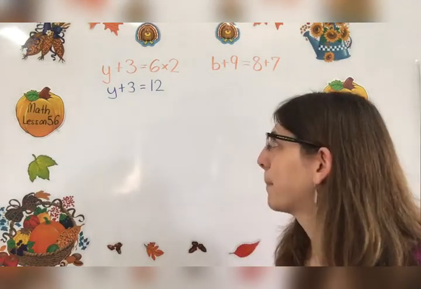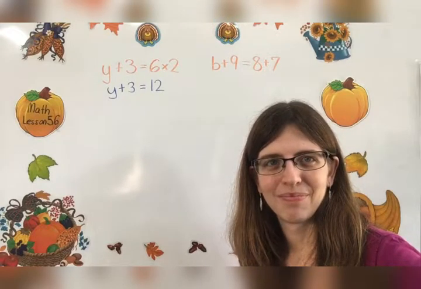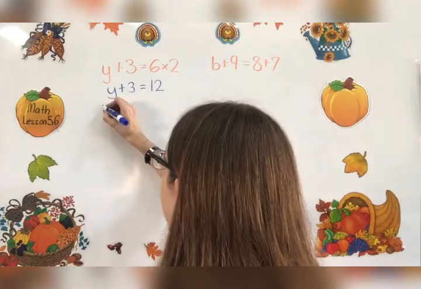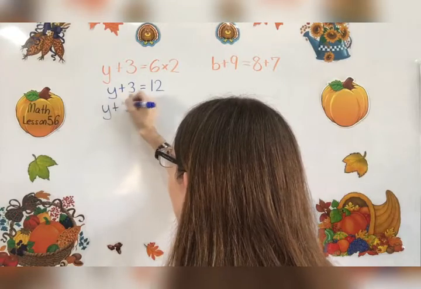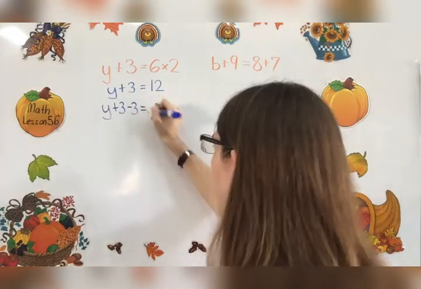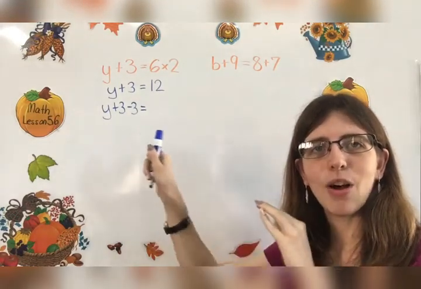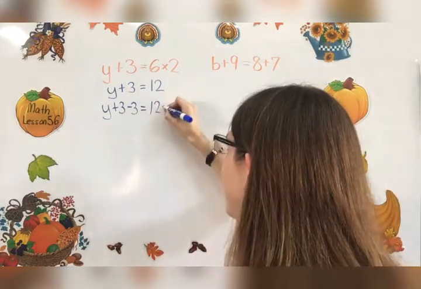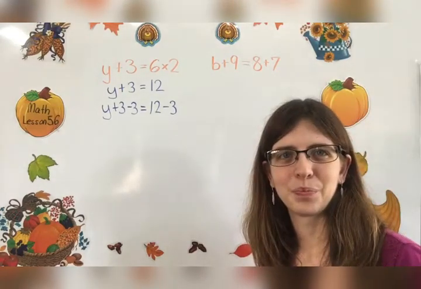Now, I have to do the opposite of whatever I'm doing to y to get y by itself. So I have y plus 3. What's the opposite of adding 3? Subtract 3. Very good. So I get y plus 3 minus 3 equals, and remember, whatever I do to one side, I also do to the other side. So this is 12 minus 3.